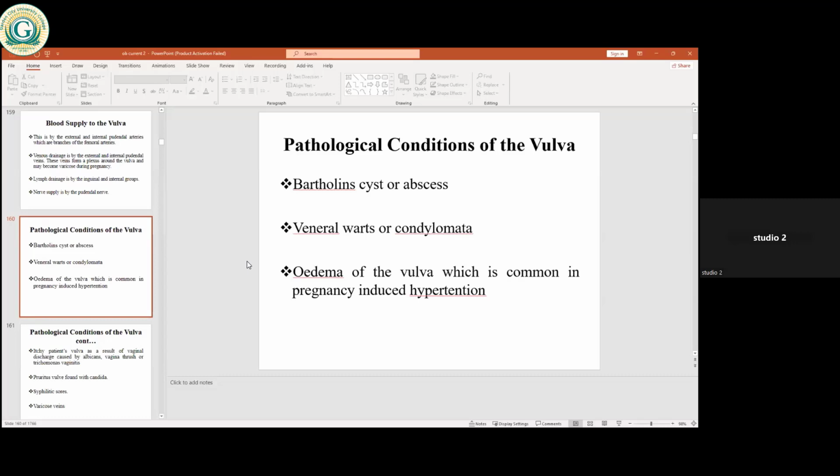The third possible pathological condition of the vulva is edema, especially of the labia. The labia majora can easily become swollen during pregnancy, especially in pregnancy-induced hypertension, which we call preeclampsia.